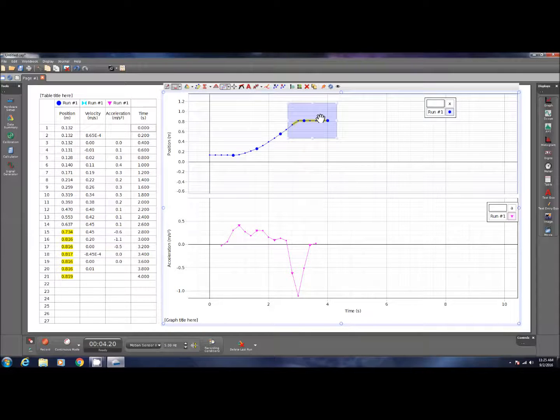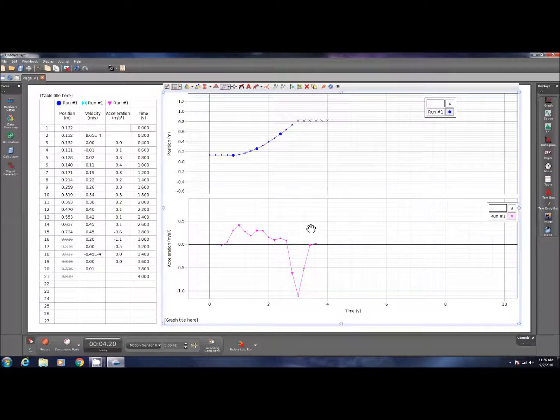I'm going to exclude it from the end because that's where I was doing this experiment with one hand on the clipboard and one hand on the record button. So with a right click, you can exclude highlighted data points, and that takes that out.